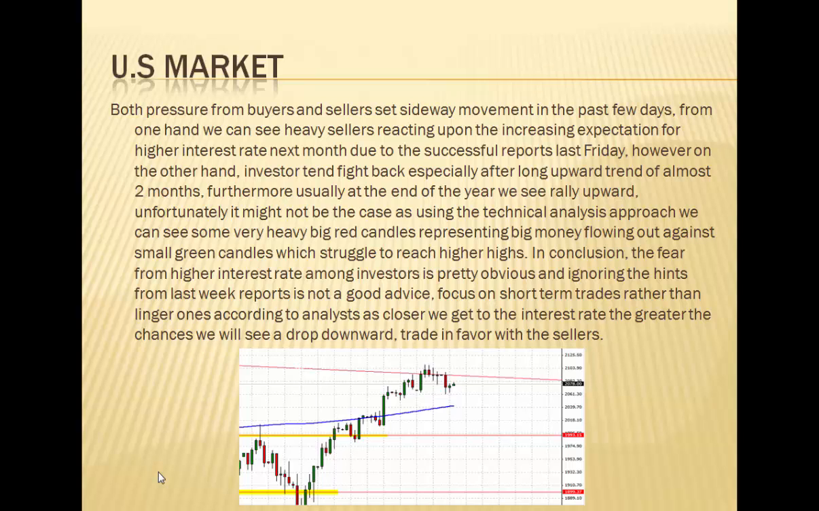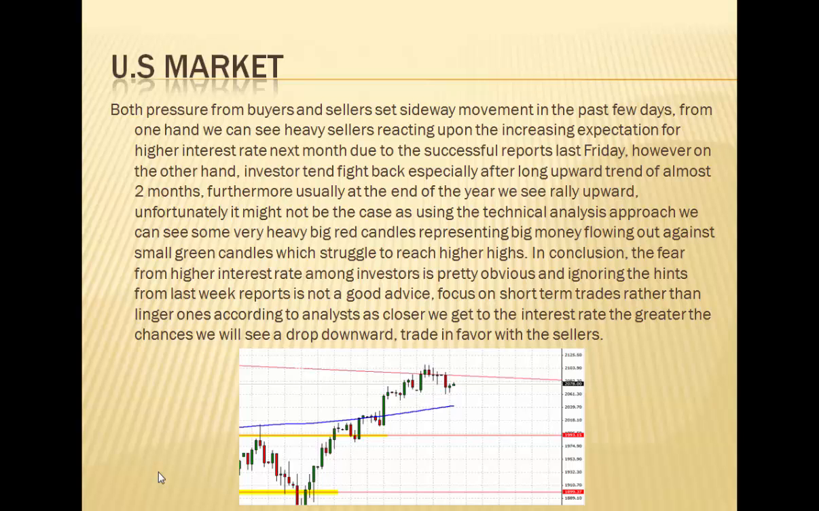Furthermore, usually at the end of the year, we see a rally upward. Unfortunately, it might not be the case, as using the technical analysis approach, we can see some very heavy big red candles representing big money flowing out, against small green candles which struggle to reach higher highs. In conclusion, the fear of a higher interest rate among investors is pretty obvious, and ignoring the hints from last week's reports is not a good idea.